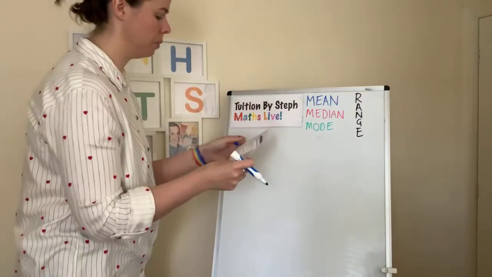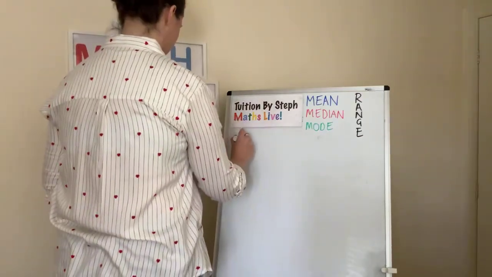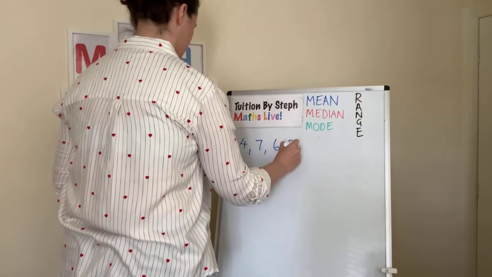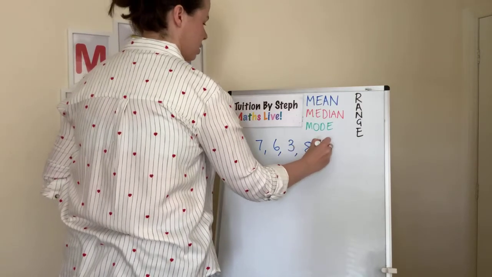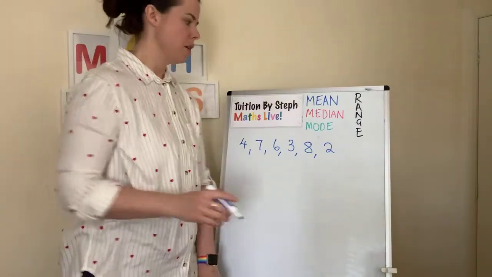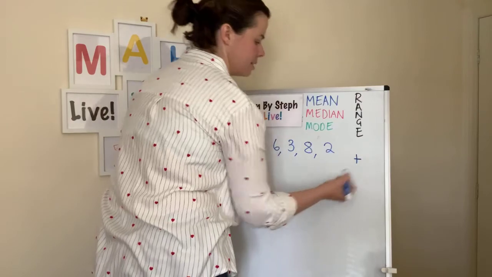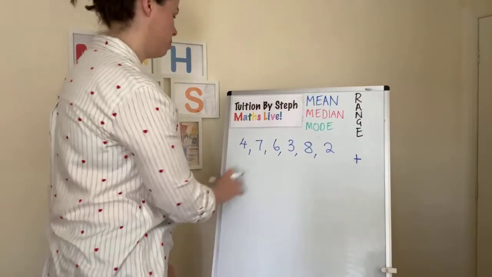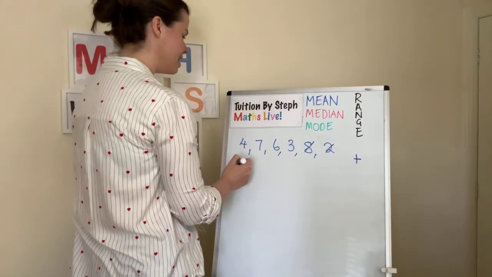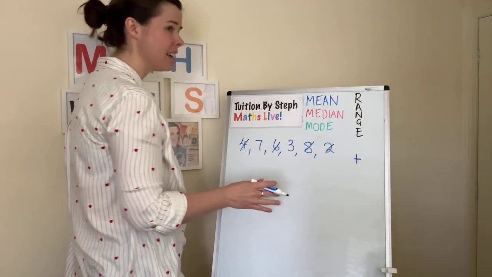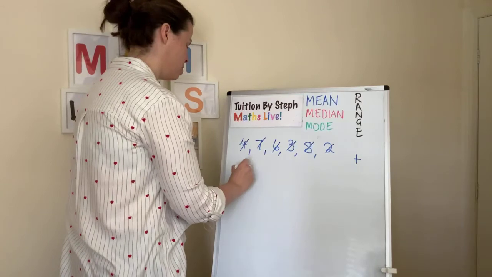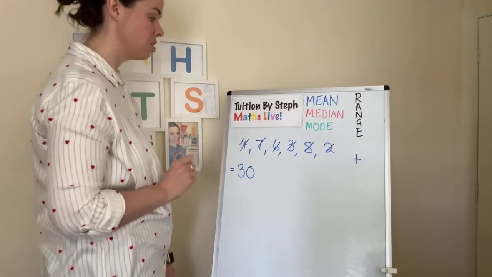So let's have a look at the example. So I'm going to have 4, 7, 6, 3, 8 and 2. Right. So for the mean, there's 2 steps. First of all, there's add. So we add all those numbers up. Can you see why I got you to do some mental addition at the start? So 8 and 2 is 10. 4 and 6 is 10. So that's 20. And 7 and 3 is 10, so there's 30. So when I add all those together, it makes 30.